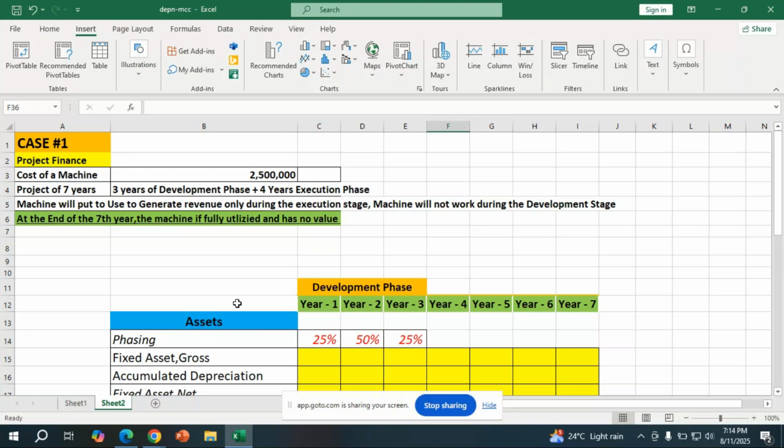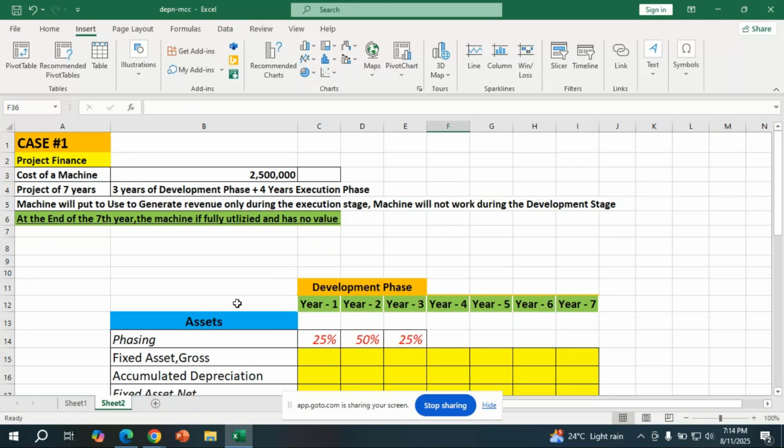So 4 years is the execution phase. Out of the total period of 7 years of the project, 4 years is the execution stage, while 3 years it's still in the embryonic stage, a development stage. So this machine is put to use to generate revenue in the execution phase, which is a period of 4 years. In that 3 years development stage, it cannot be put into use because this is the initial embryonic stage, as I've told you.